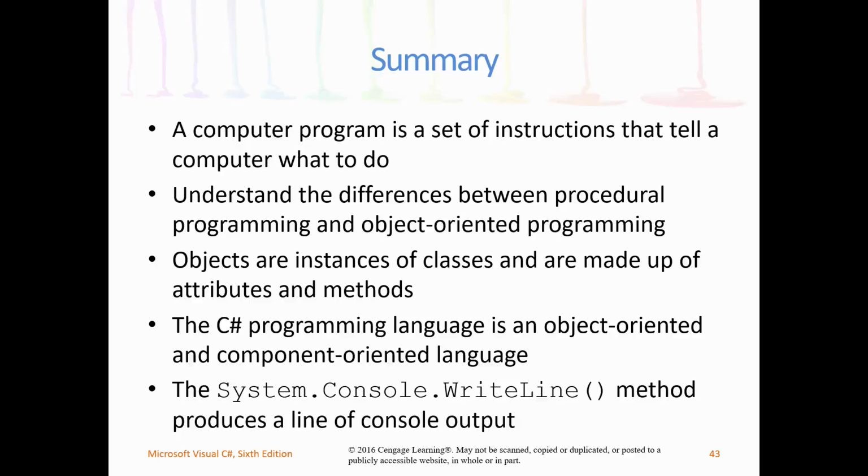A computer program is a set of instructions that tell the computer what to do. It's also known as software. Remember, there are two types of software: system software, which is basically the operating system, and application software. You've already written a couple of application software programs. We talked about the difference between procedural programming and object-oriented programming. We mentioned that C# is a totally object-oriented language. It works with classes, objects, attributes, and methods. We looked at things like System.Console.WriteLine to produce a line of output.